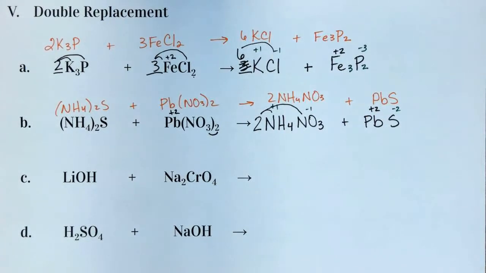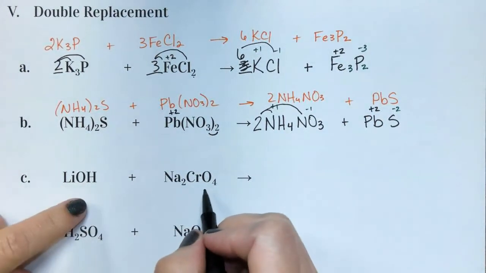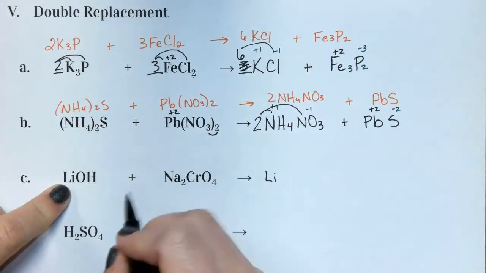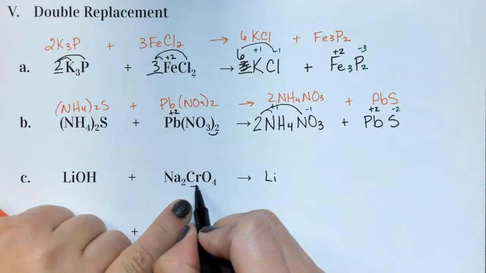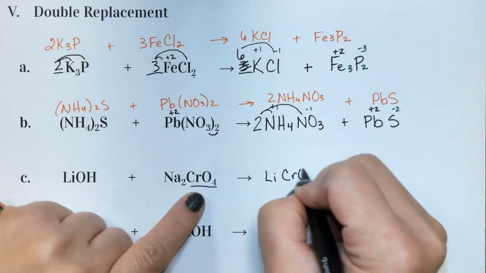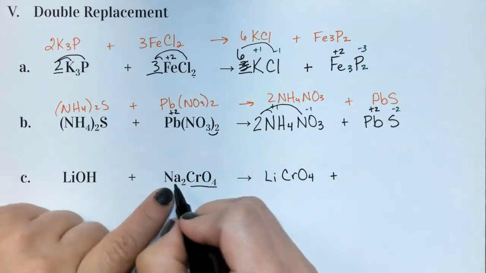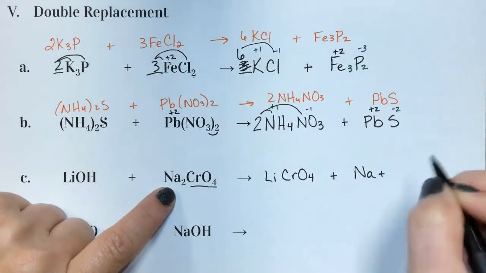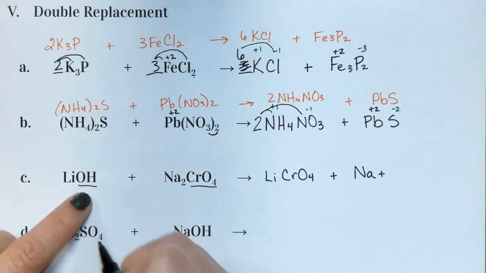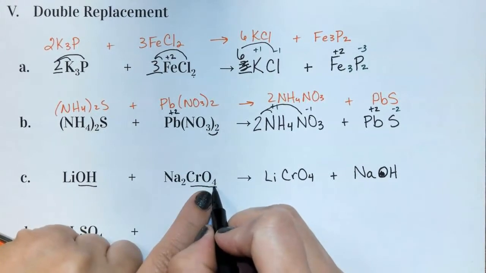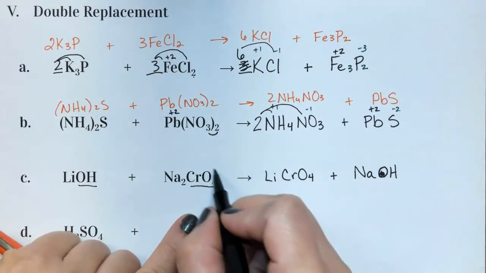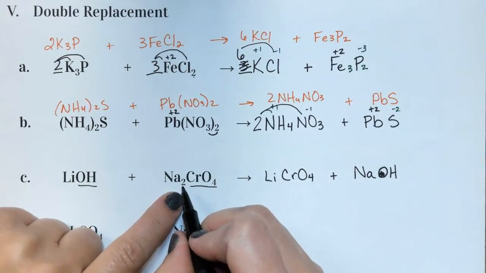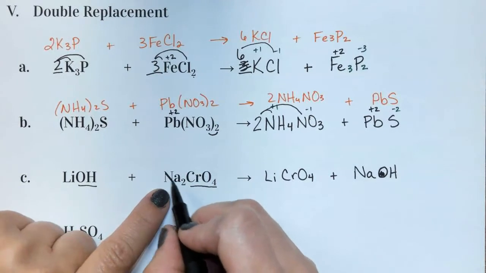The next example is lithium hydroxide plus sodium chromate. We're going to take the first ion, which is lithium, and the last, which is all of this, chromate, plus third is sodium, do not carry over this subscript, plus second is hydroxide, that's all of this. Now, the reason we carried this subscript over is because it's part of the polyatomic ion chromate, whereas this 2 is not part of the cation sodium.